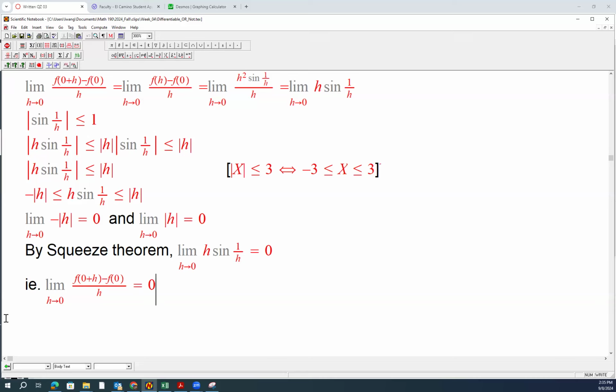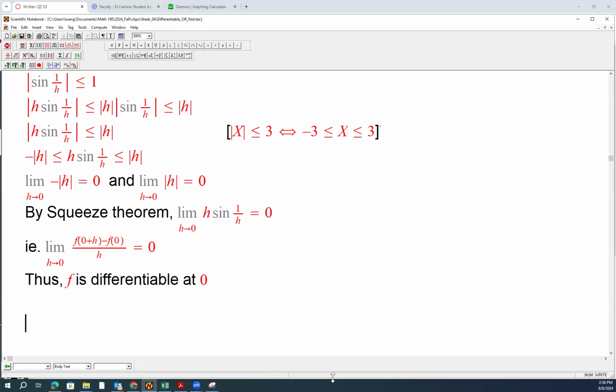So this is the direct application of the definition of the derivative, and the limit exists. So the definition applies, then we can say thus f is differentiable at 0. So this is done, proved.